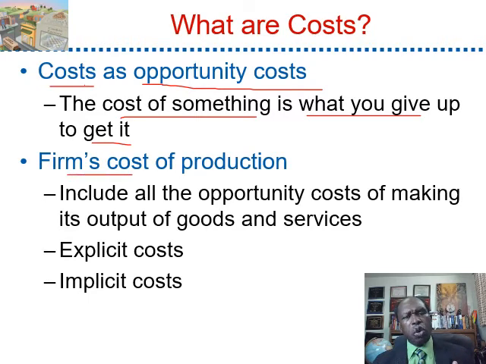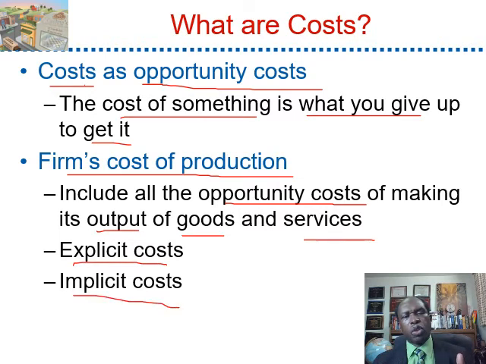Also, the firm's cost of production includes all the opportunity costs of making its output of goods and services. So the cost can be broken down into explicit costs and implicit costs. Explicit costs are direct payments in dollars. For instance, how much you pay your worker, that's an explicit cost. How much the business pays for the machinery, that's an explicit cost. Implicit costs are sacrifices, so there is no direct payment. Those are sacrifices that the business owner had to make.